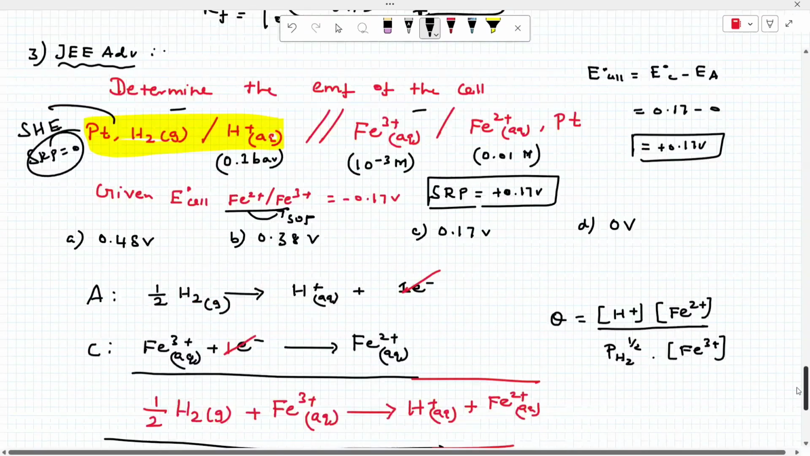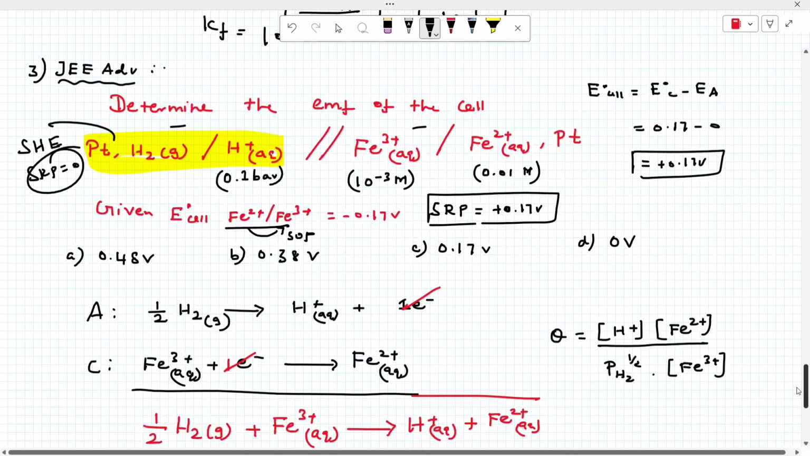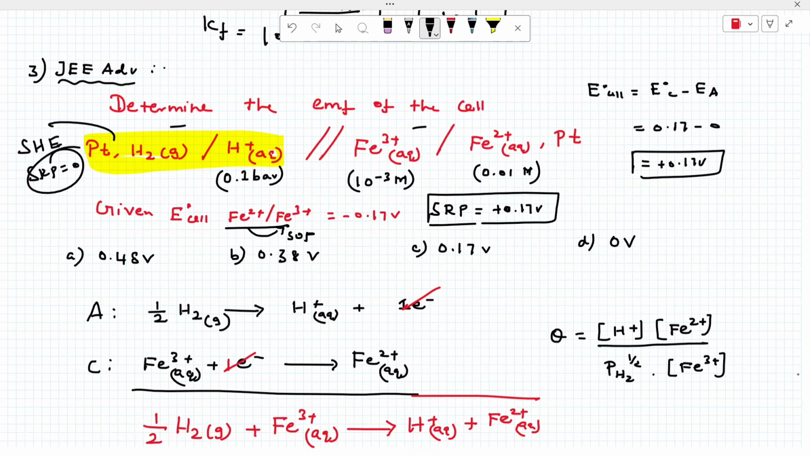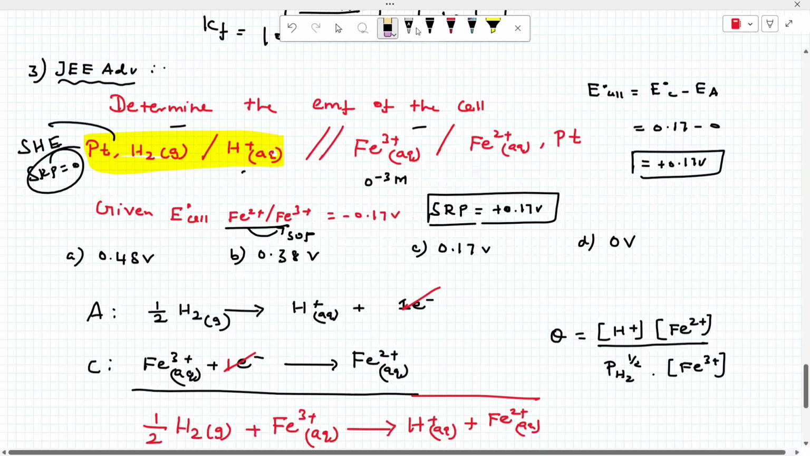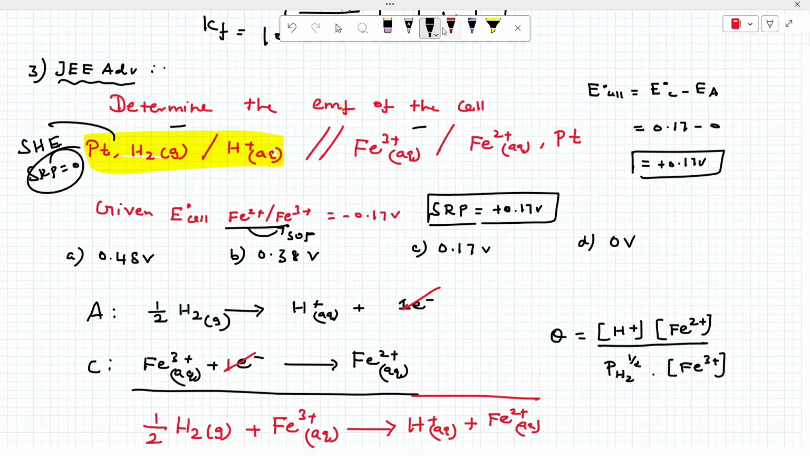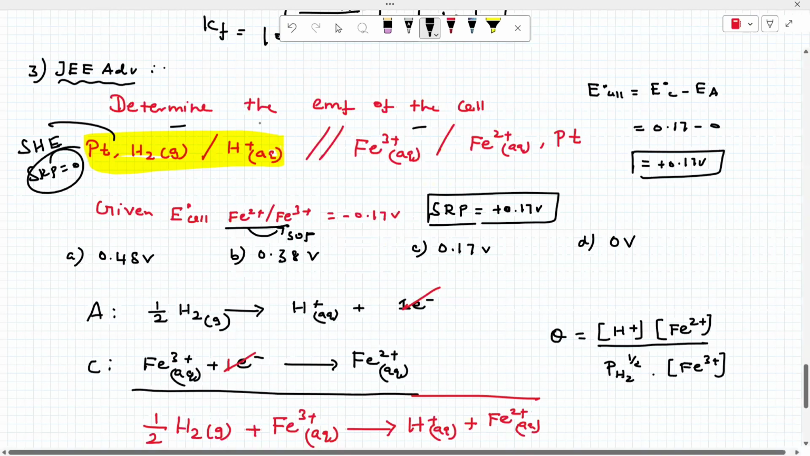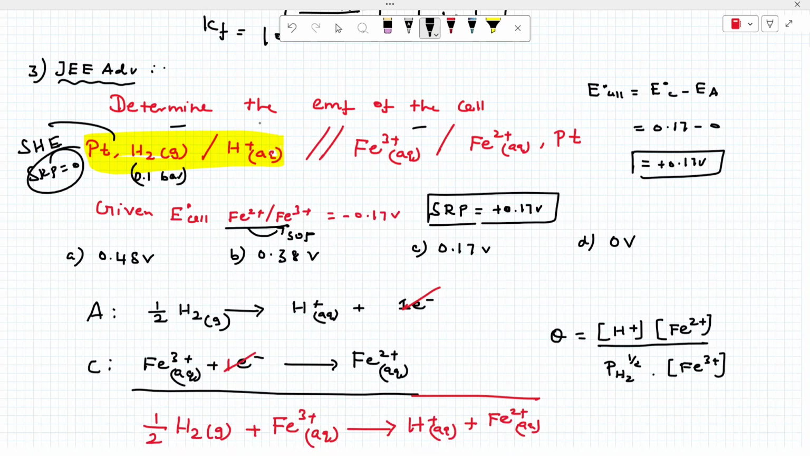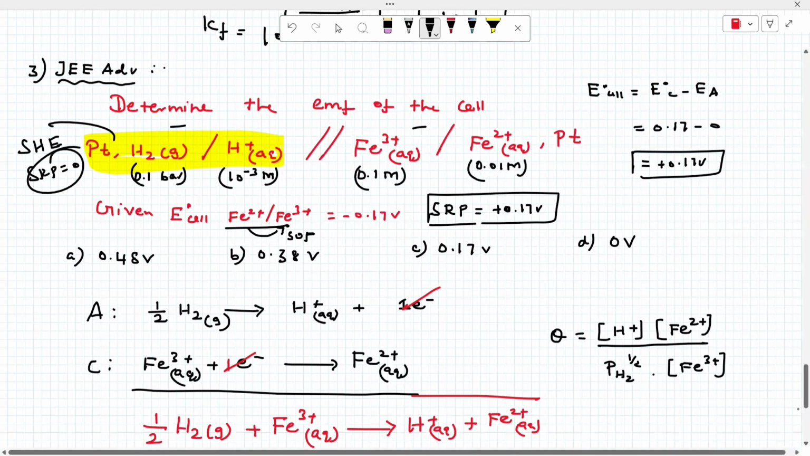H plus value, pressure of the gas is 0.1 bar. H plus value is 10 power minus 3 molar. Fe3 plus value is 0.1 molar. Fe2 plus value is 0.01 molar. Okay. Now we substitute all the values.